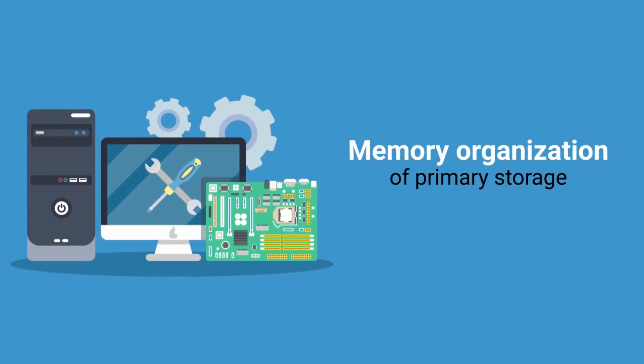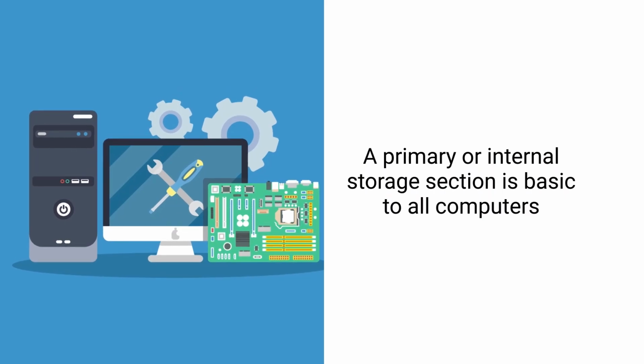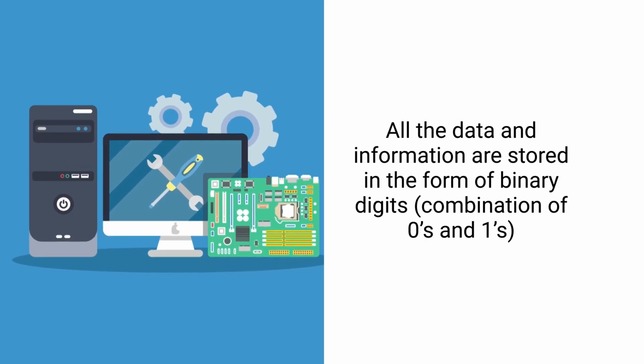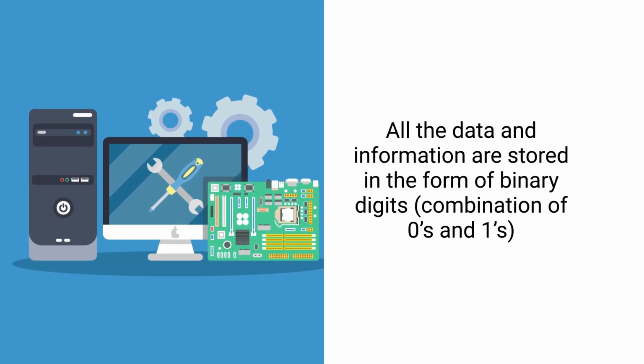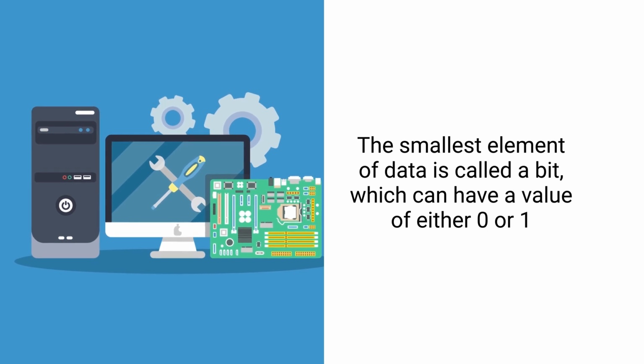Now, if we look at it further, the basics of all computers are the primary or internal storage. Within these storage devices, all the data and information are stored in the form of binary bits that we refer to as zeros and ones. That is also the smallest element of data, called a bit, which can have a value of 1 or 0.